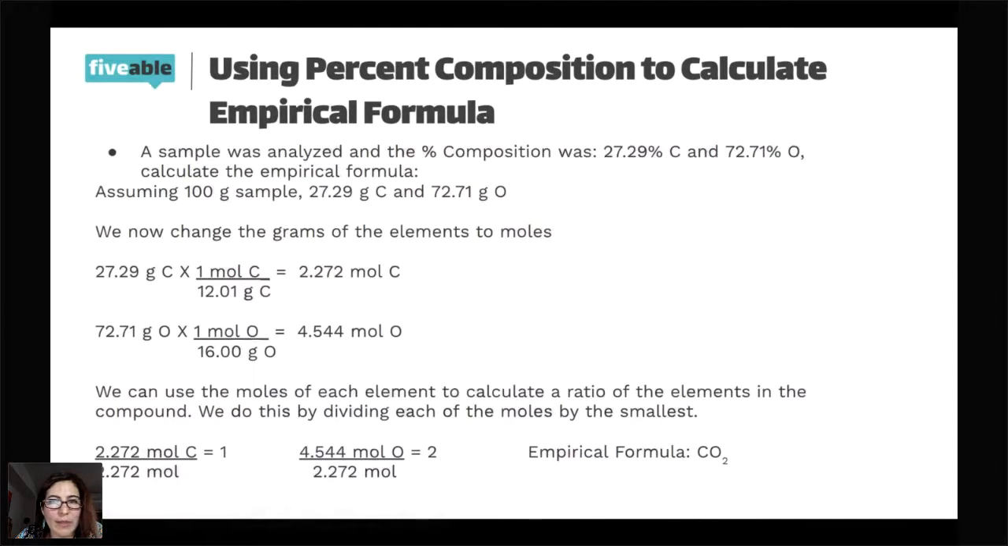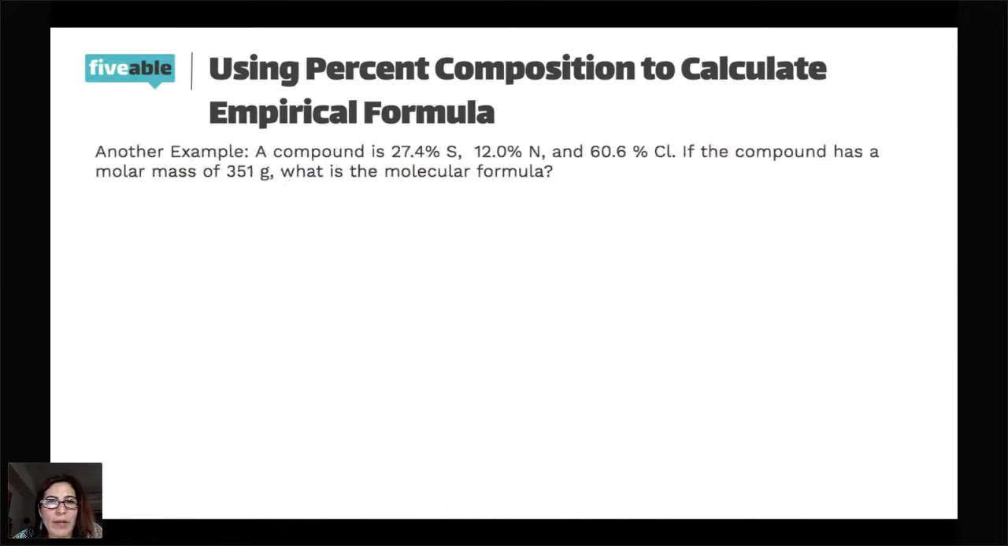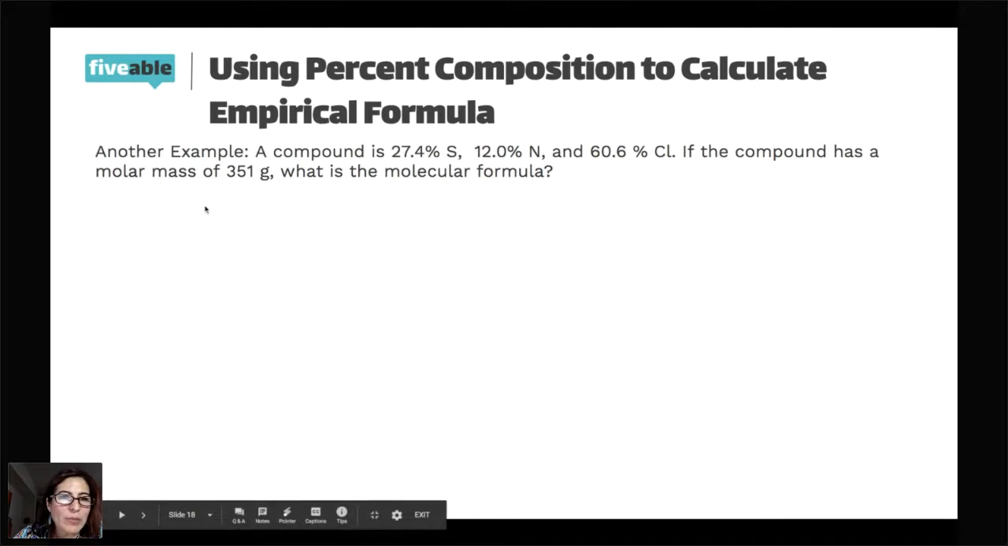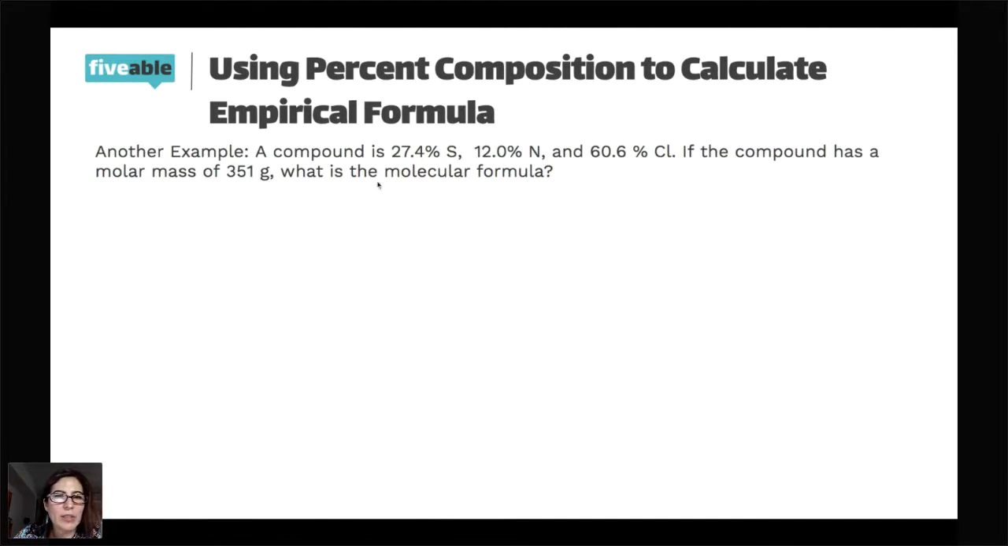Let's do another example. Here we have another example where we have sulfur, nitrogen, and chlorine. They're giving us the percentages and also the molar mass of 351 for the molecular formula. When they give you a molar mass, assume it's always the molar mass of the molecular, the real one. So they're asking us, what is the molecular formula? What do we do first? What do we have to assume?